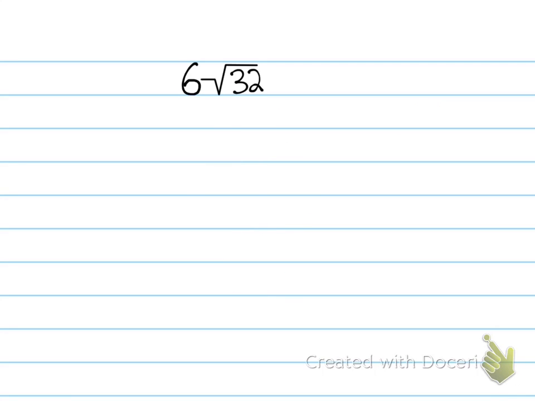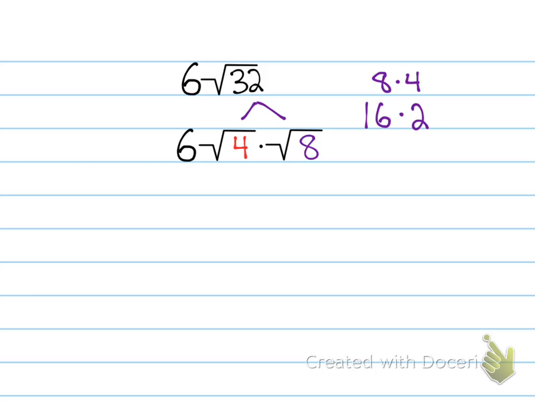Okay, so let's look at 6 square root of 32. Well, we could do 8 times 4 or 16 times 2. Let's go about this the long way. Maybe you didn't recognize 16 times 2, like I pretended not to earlier. So let's break this apart. I've got 6 times square root of 4 times square root of 8.